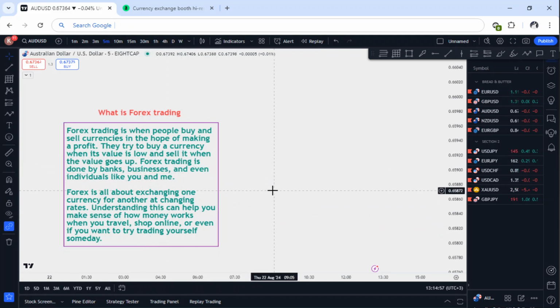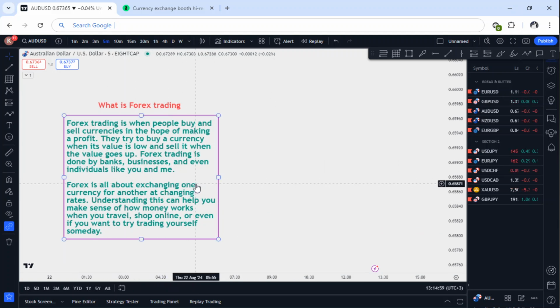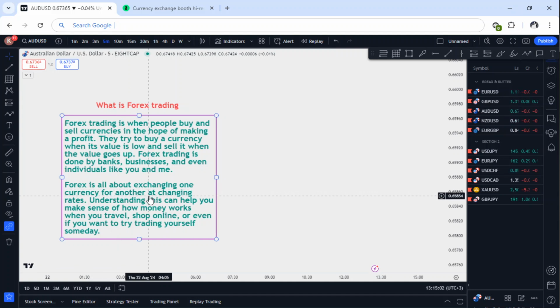So if you are just being ushered into forex trading, this is what you'll be expected to do. Now, forex is all about exchanging one currency for another at changing rates. Understanding this can help you make sense of how money works when you travel, shop online, or even if you want to try trading yourself some day.